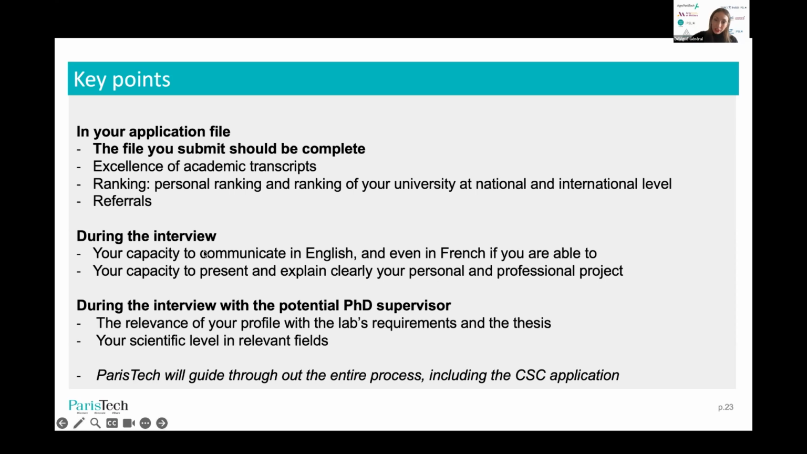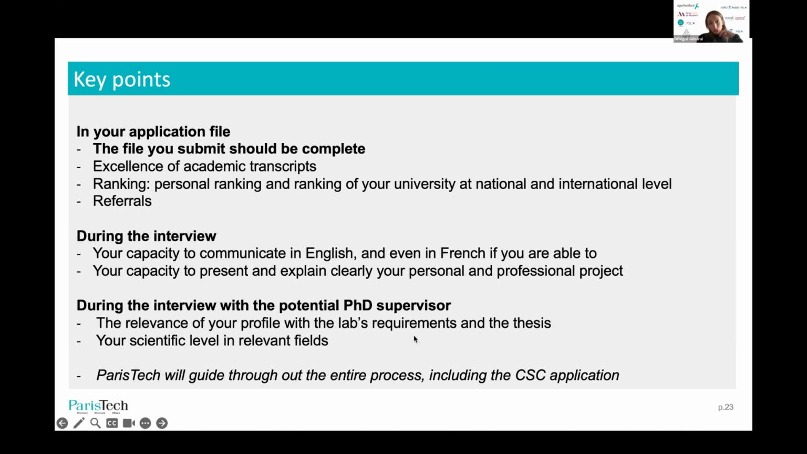During the interview, so later, starting January: your capacity to communicate in English, and even in French if you are able to, could be a bonus. Your capacity to present and explain clearly your personal and professional project, that's what I said earlier. It has to be coherent with the topic that you choose, because it will be a strong point of your file if you are able to demonstrate that it's part of a global project of your life.